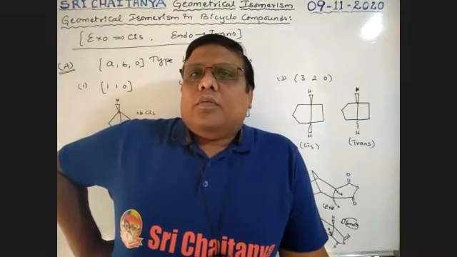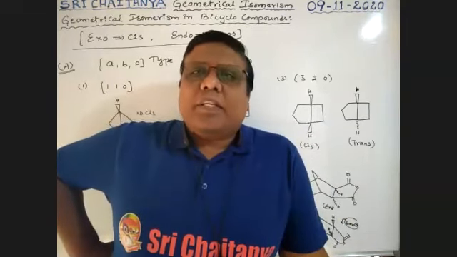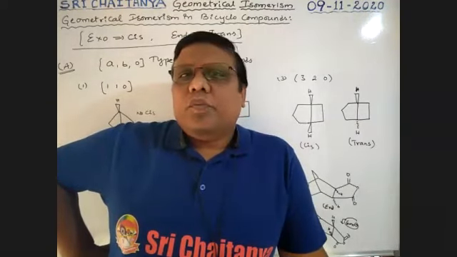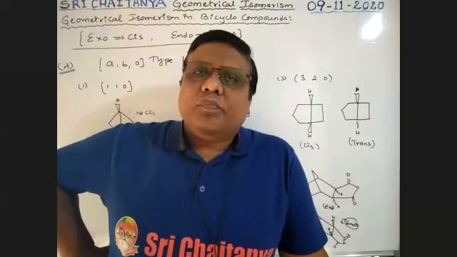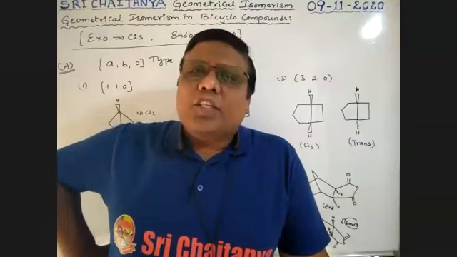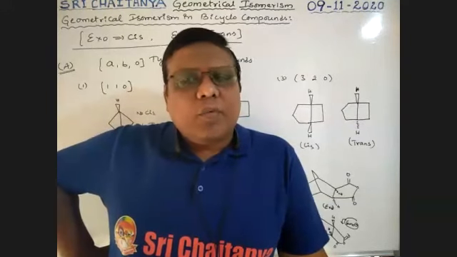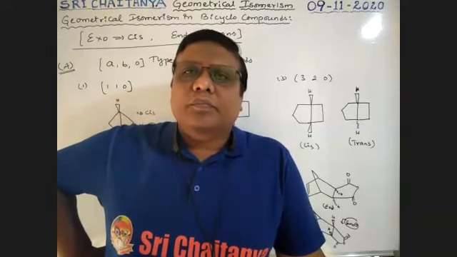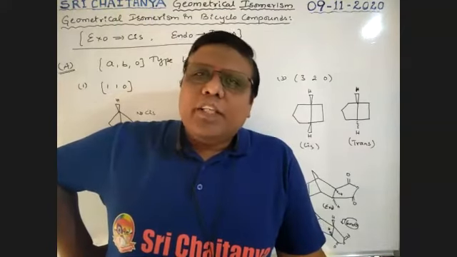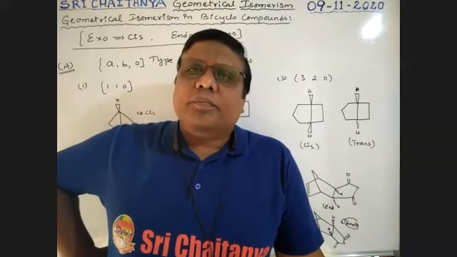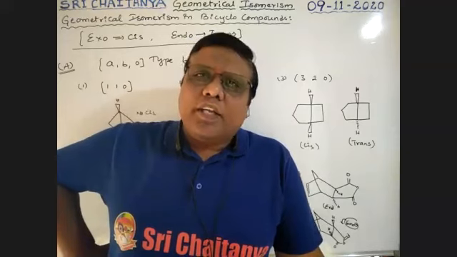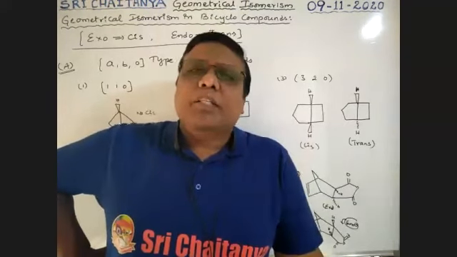In our previous class, we already started geometrical isomerism. What is geometrical isomerism? It is the isomerism around C double bond C or a ring. Here it is due to restricted rotation. This isomerism is also called configurational isomerism. It is a part of configurational isomerism.